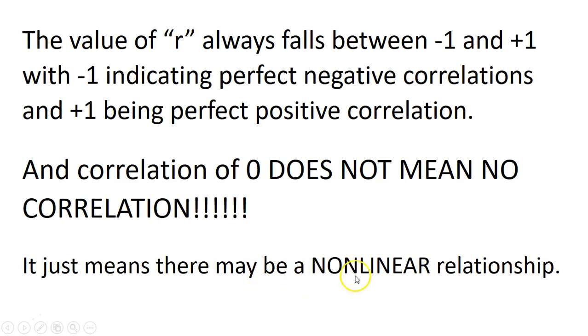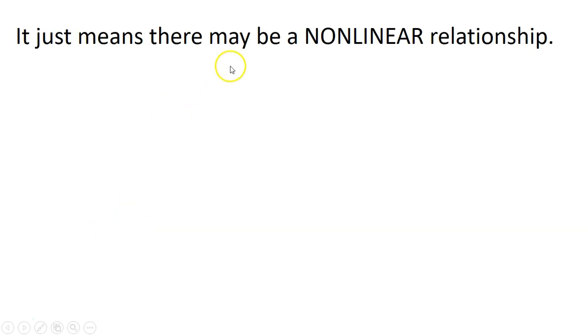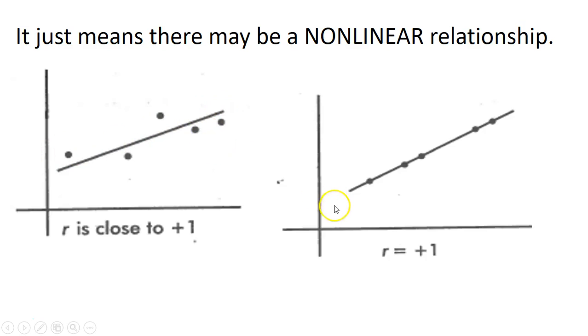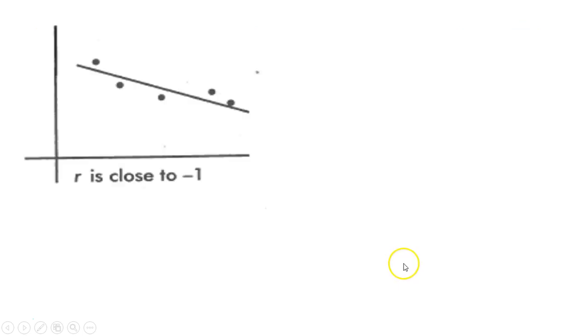It just means there is no linear relationship there. There's nothing linear about it. That's all that it means. It just means there may be a non-linear relationship. That is the key. So, +1, because it's pretty close to a straight line going up. But this is exactly 1 because they're on a line. There's a difference. Pretty close, exactly 1.